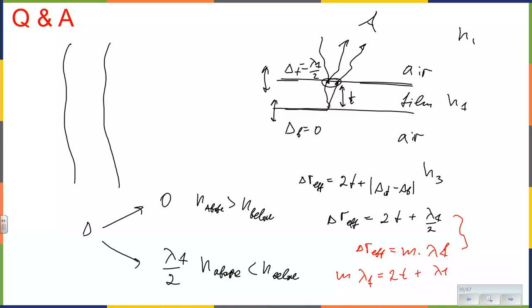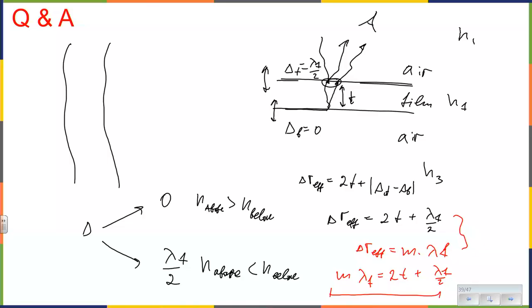Fully constructive means we have to set the effective path length difference to this. Now we have two equations and we need to write them as one. And now we have to solve it for whatever we need to solve. Even at this point, we're not searching for anything specific. We just used the fact that it was constructive, so it was bright. So what are we looking for?